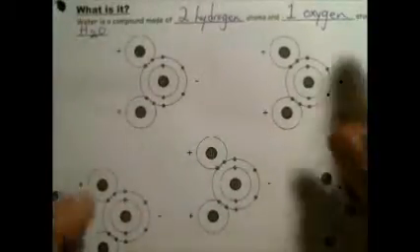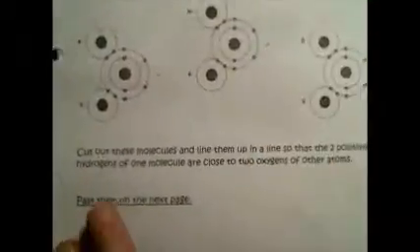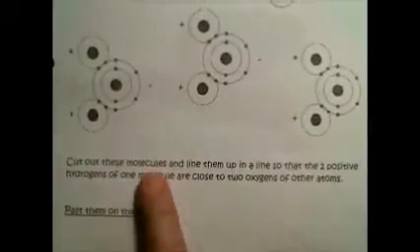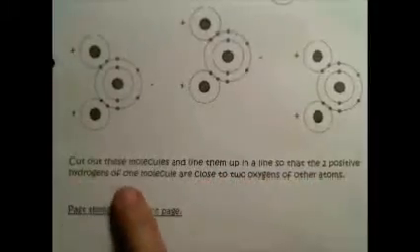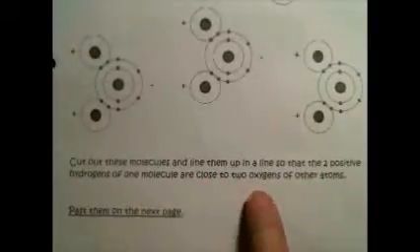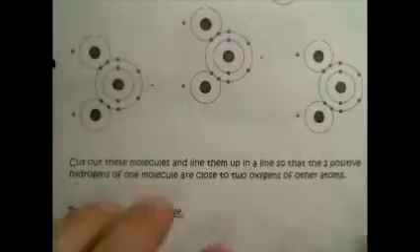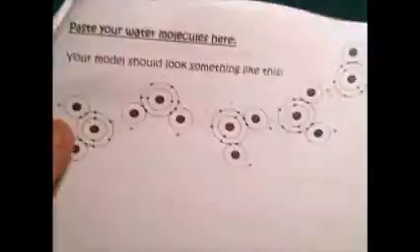So what I want you to do next is to cut out these molecules, all 5 of them, and line them up in a line so that the 2 positive hydrogens of one molecule are close to the oxygens of other atoms. And on the next page, I have a picture of basically what I want you to do.